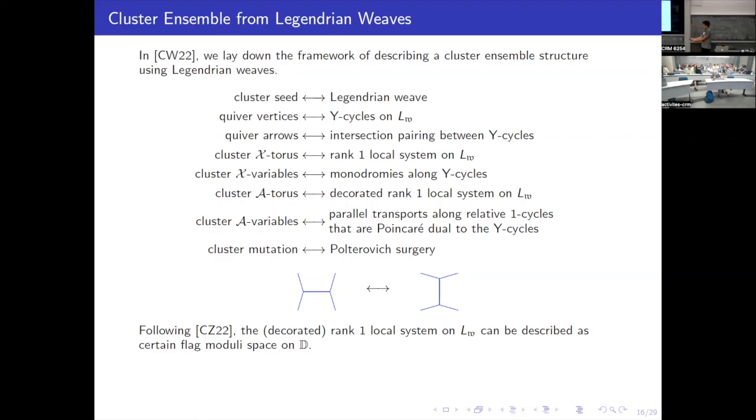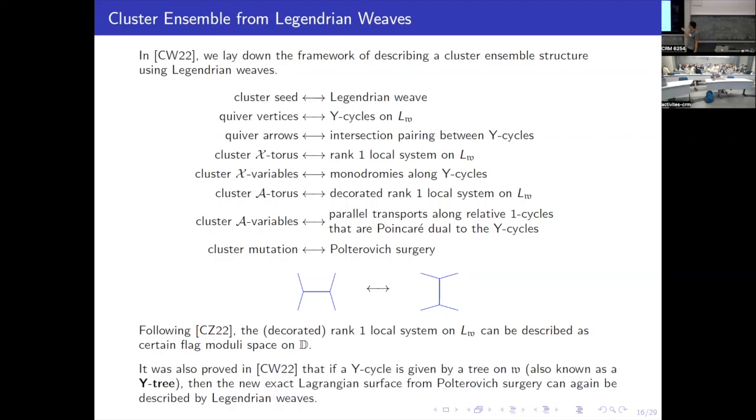Okay, so following the work of Casals-Zaslow, the rank 1 local system can be described as certain flag moduli on the base, right? So it's also following the principle of this spectral cover story. So a rank N system at the base can be lifted to a rank 1 system on the cover. Okay. So next time I'm going to give you an example.